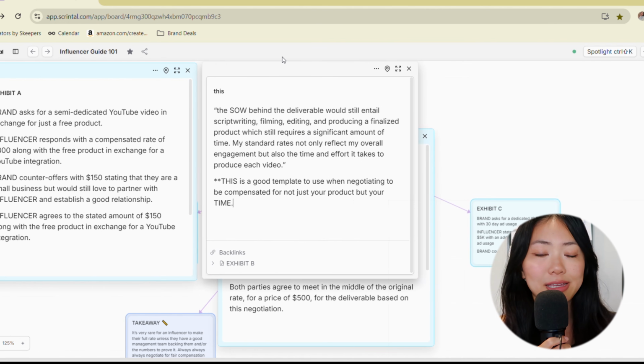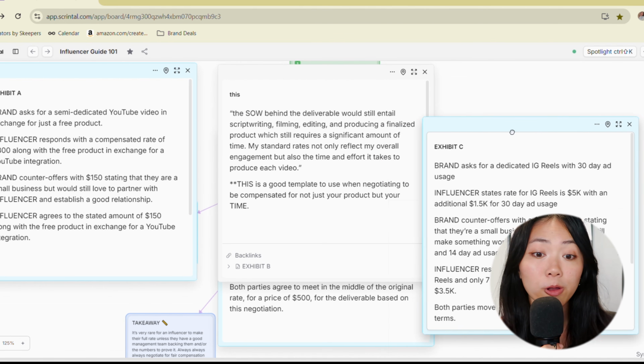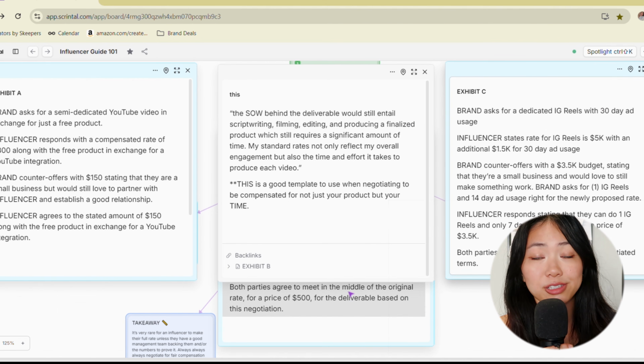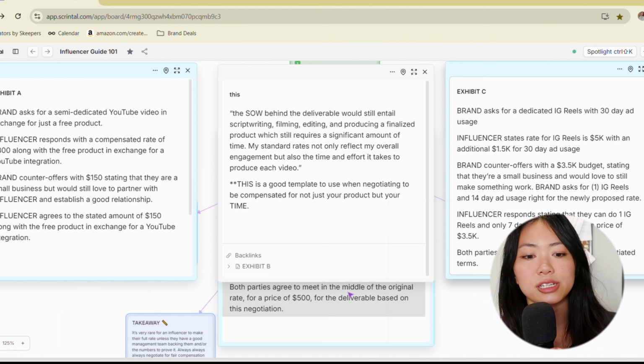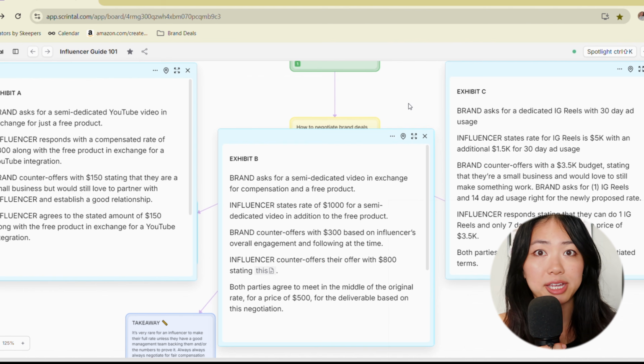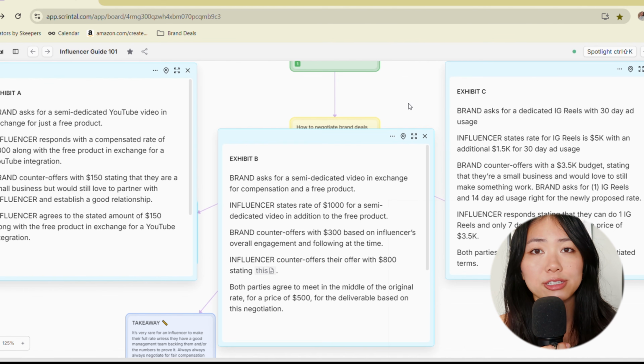In Exhibit C, the brand asked for one dedicated IG Reels along with 30-day ad usage. Their typical rate for an Instagram Reels is $5,000, and for the additional 30-day ad usage rate, they will be charging an additional $1.5K. Brand counter offers with a budget of $3.5K, stating that they are a small business but would still love to make something work.